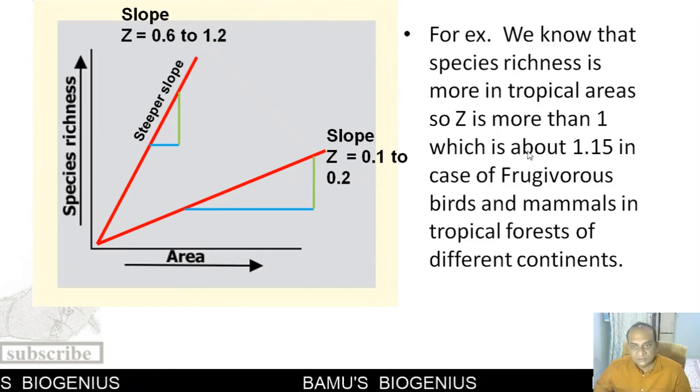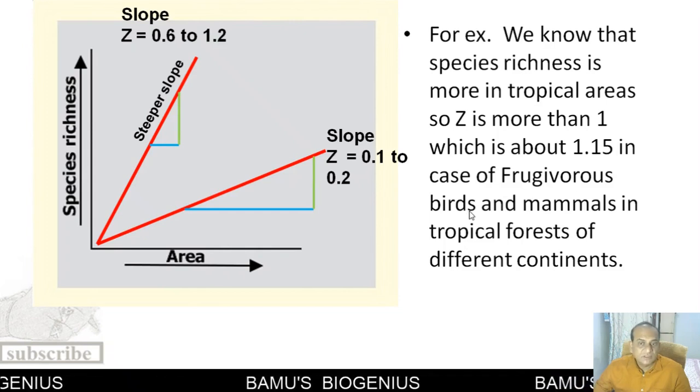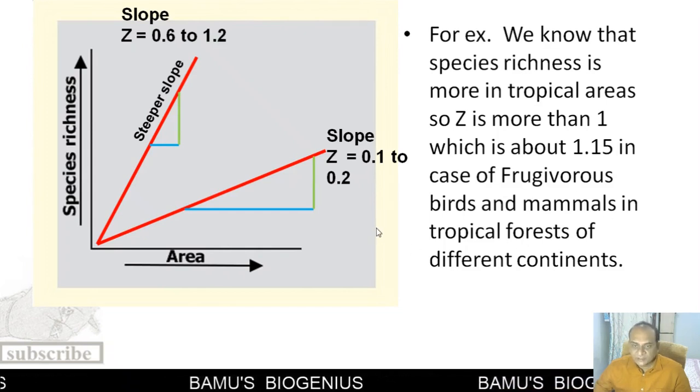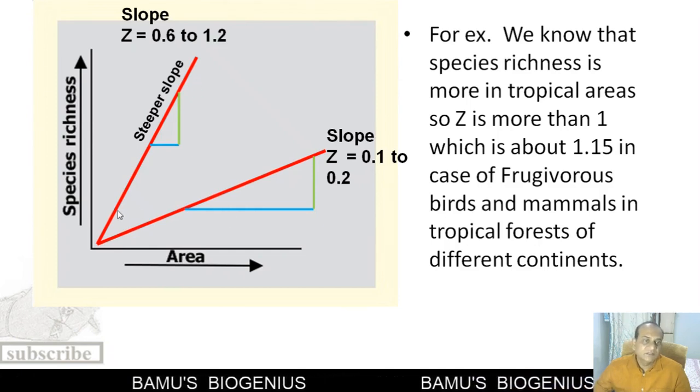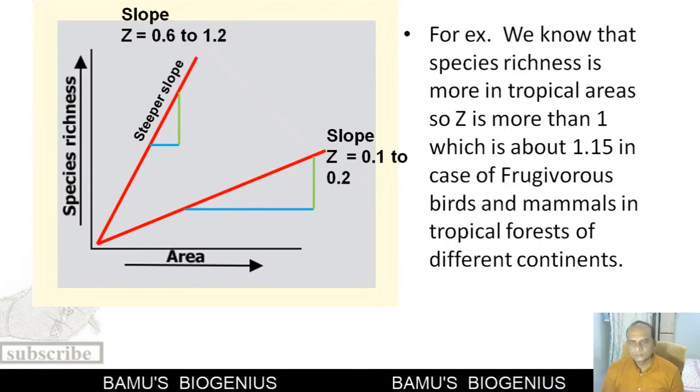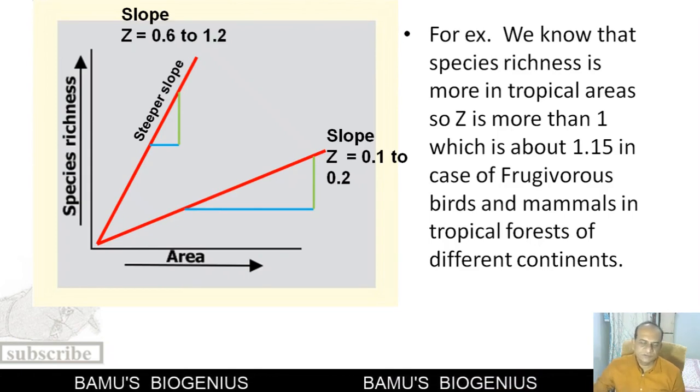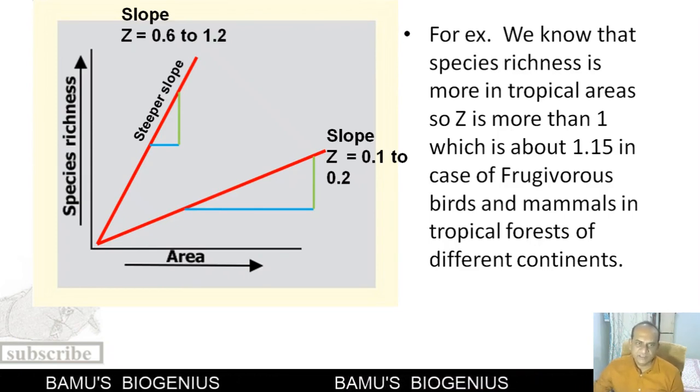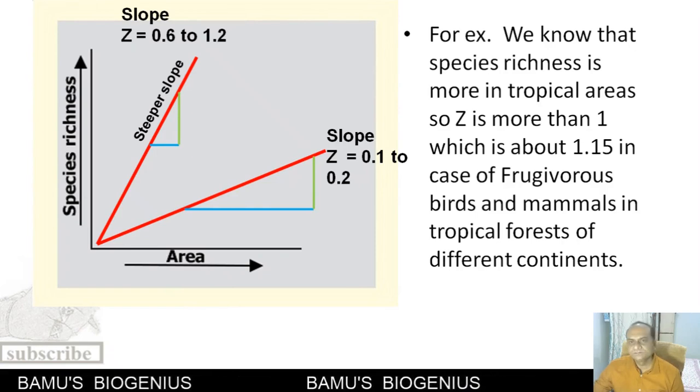Irrespective of the region, we have studied that the frugivorous birds are from Africa and mammals from tropical America, but still the curve we get will be like this. So this is the importance of the species-area relationship curve.